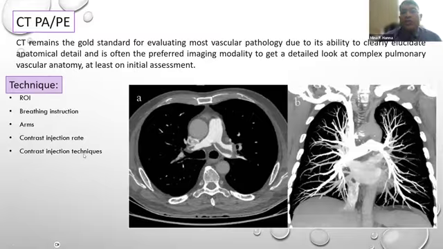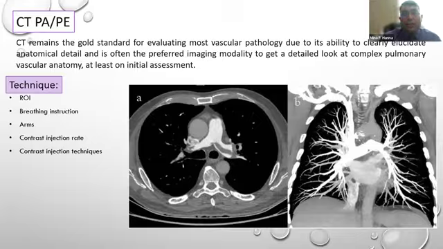Contrast injection techniques: you have to know there are two ways, either contrast bolus timing or bolus tracking. Bolus timing means we inject some of the contrast, like 10 or 20 cc's, and we ask the machine to monitor how long it takes for this contrast to go from the arm to the pulmonary artery. Depending on this time, we inject the rest of the contrast and the machine starts scanning after this previously evaluated time, like 5 seconds, 6 seconds, or whatever.